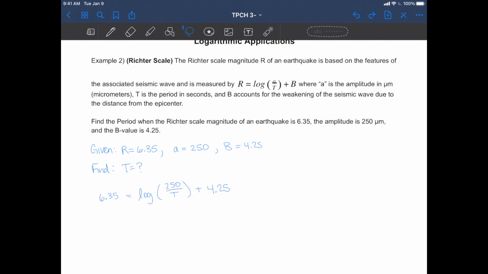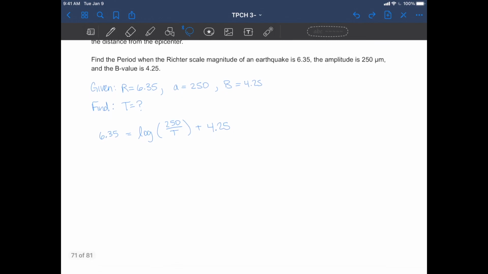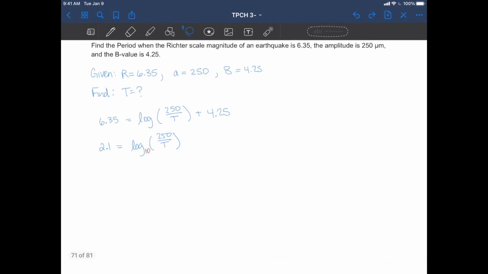So first things first, I'm just going to go ahead and substitute everything that I do know based on the equation that was provided. And then I'm going to go ahead and move the 4.25 over to combine. And then remember, there's log base 10. Okay, so I put the 10 there. Now I'm going to translate this log equation into an exponential one. That's how I get rid of the log, or that's one way I can get rid of the log. So it's 10 to the power of 2.1 equals 250 over t.